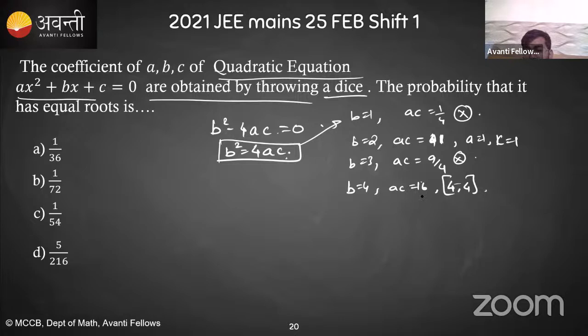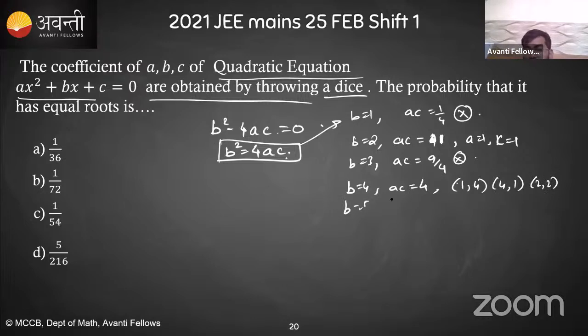Sorry, 4ac is 16, so ac value will be 4. Hence 1 comma 4, 4 comma 1, 2 comma 2 are all the possible values for a and c.